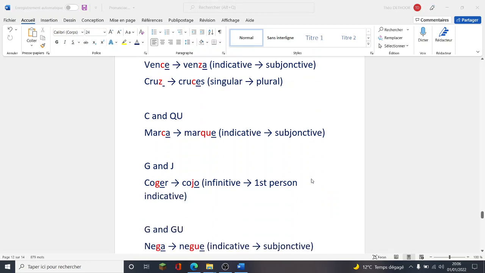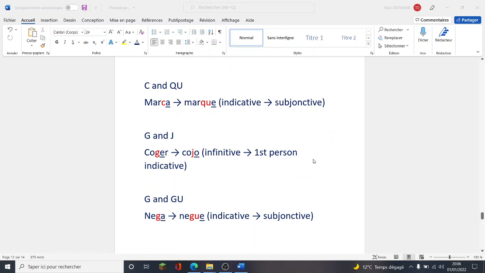What about G and J? It might be a little bit less known, but G and J also have a link. For example, if you have G in front of E or I at infinitive, when you conjugate it and it's in front of O, U, or A, you will have to turn the G into a J in order to keep the H sound. In this case, coger becomes cojo, from infinitive to first person indicative present.